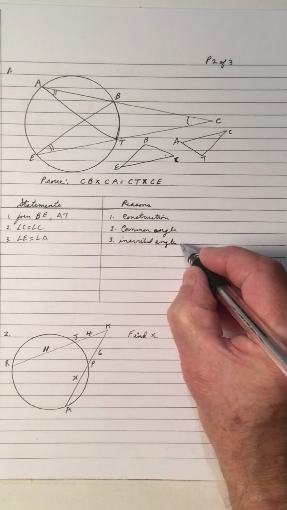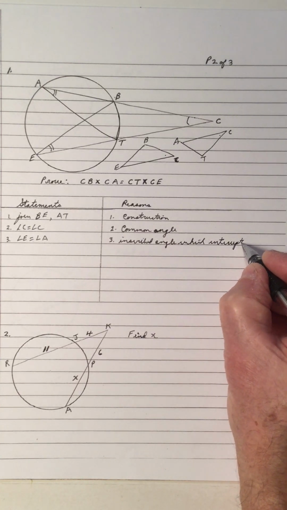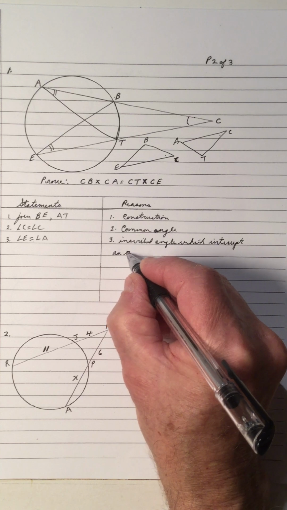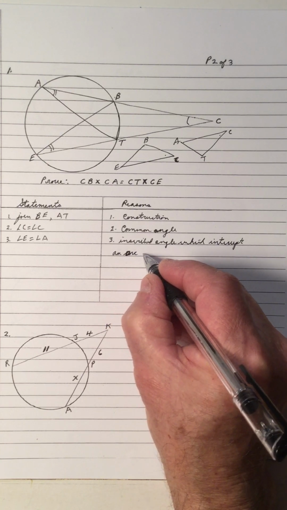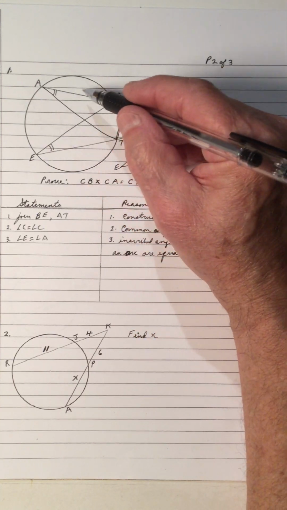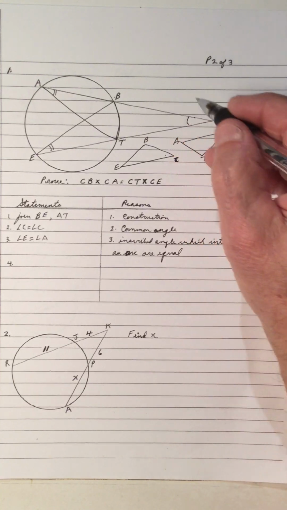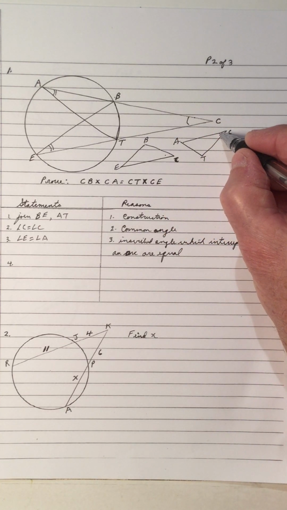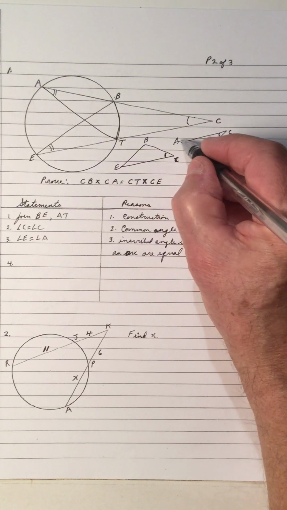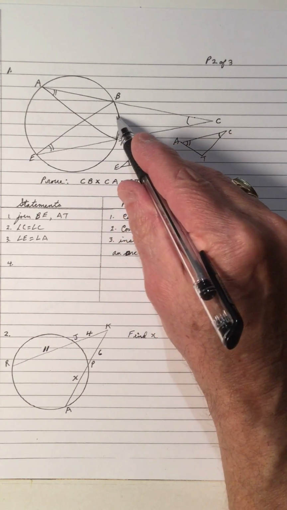Inscribed angles which intercept an arc are equal. I won't say common arc, intercept an arc are equal. So these two inscribed angles A and E are intercepting the arc BT, so they're equal. That means we have a pair of angles equal: angle C is equal to angle C, and angle A is equal to angle E, because two angles are intercepting the same arc.